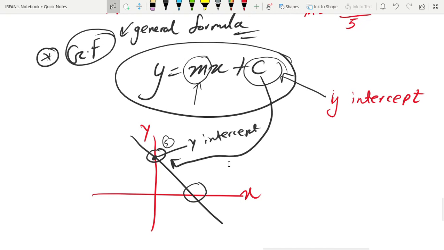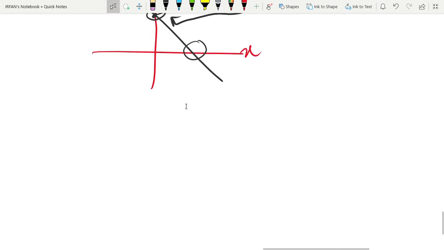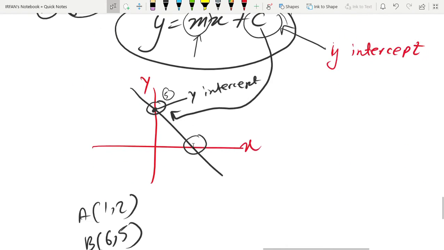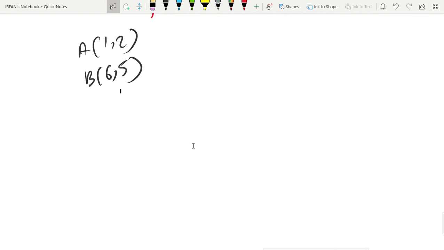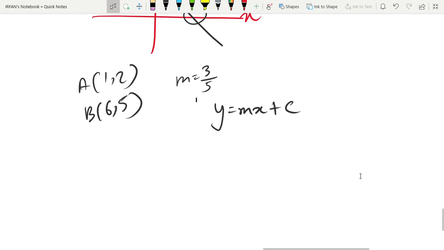Okay, now how are you going to find the y-intercept? We know that A is (1, 2) and B is (6, 5), our coordinates. We are working with these coordinates. Now we know that y equals to mx plus c. What we are finding, actually, is c. So what you are going to do is, we know that m equals to 3 by 5, is it? Yes, it is 3 by 5. We have our m.